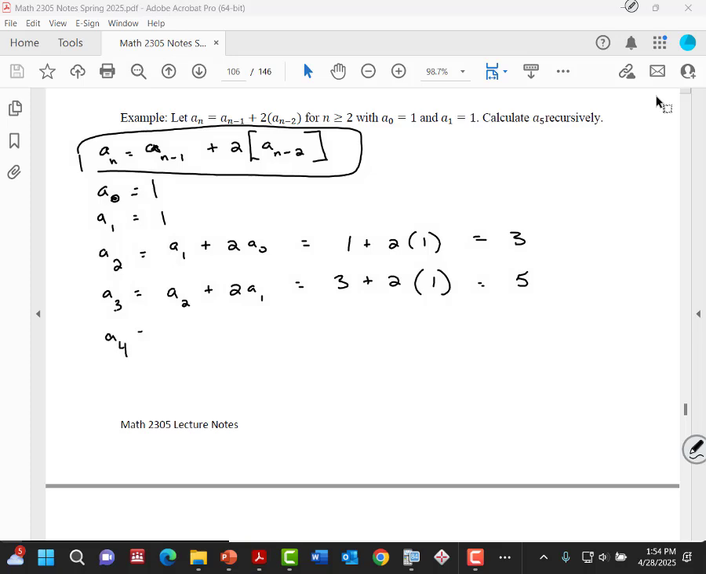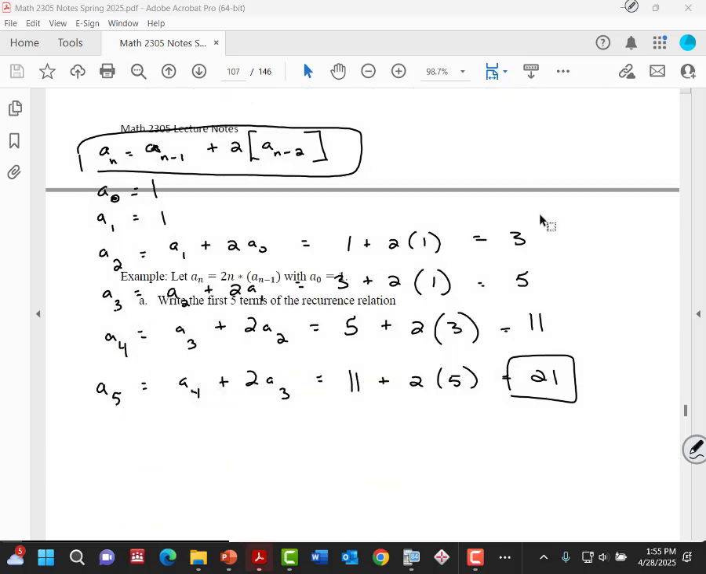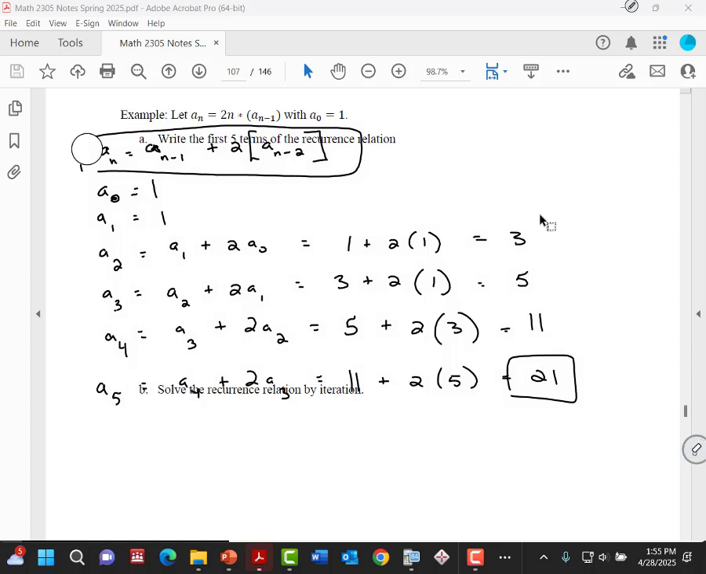And if we run this through, we get 5. Okay, what about A4? A4 is A3 plus 2 A2. So this would be A3, that's 5, plus 2 times A2, that's 3. 5 plus 2 times 3, that is 11. Lastly, A5 equals A4 plus 2 A3. That's 11 plus 2 times 5, so we get 21. So A sub 5 equals 21. Okay, let's do another recursion example.